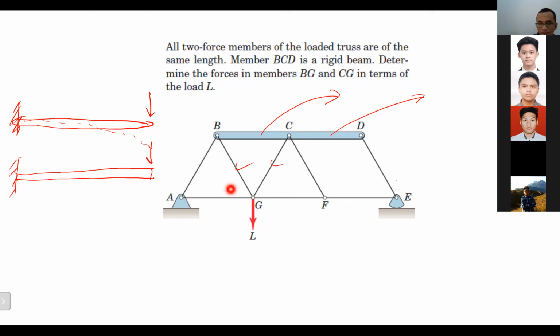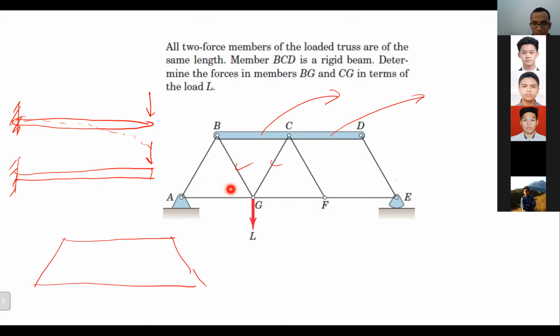So how can we solve for this particular system then? Any idea? Perhaps with the joint method, sir. Joint method? Maybe, yes, but before doing the joint method, what are we supposed to do? Find the external forces, yes, correct. We have to solve for the whole free body diagram: AX, AY, and EY. So basically, it's still a truss system.